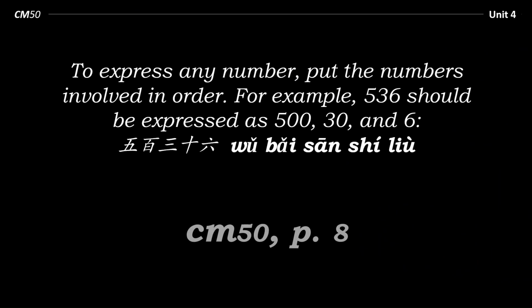So, as mentioned on CM50 page 8, to express any number, just put the numbers involved in order. As another example, 536 should be expressed as 500, 30, and 6. So 536.